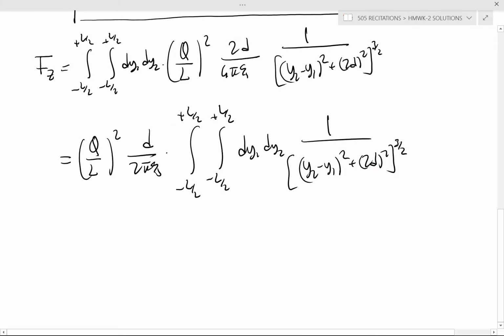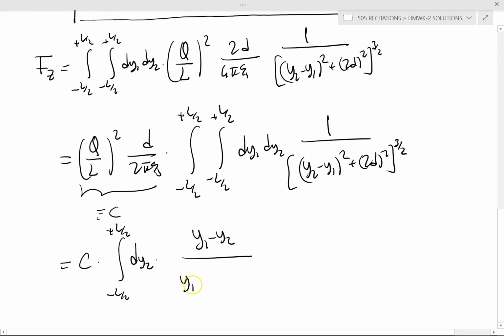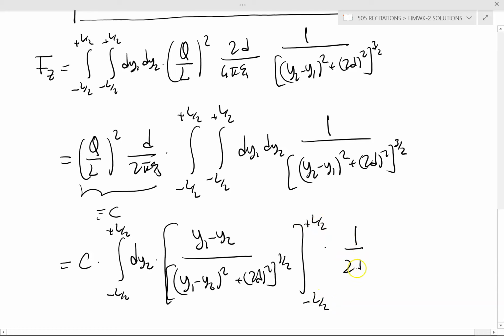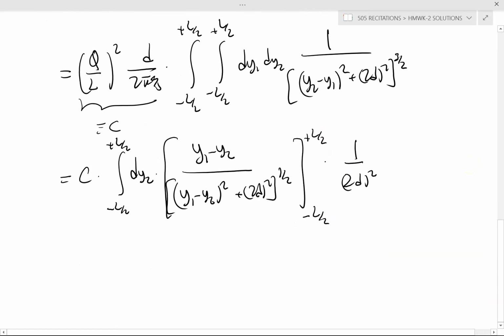Now I need to take this integration. The first step goes as follows. Let me call this whole thing a constant C multiplied by the integral from minus L over 2 to plus L over 2 of dy2, right? (y1 minus y2) divided by ((y1 minus y2) squared plus 2d squared) to the power of 1 over 2, where we need to evaluate the whole integral for y1 from minus L over 2 to plus L over 2, multiplied by 1 over 2d squared. This is coming from the integration.